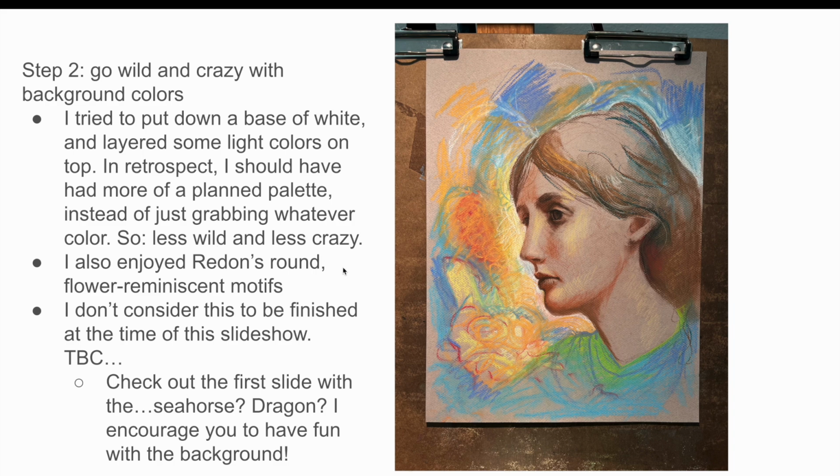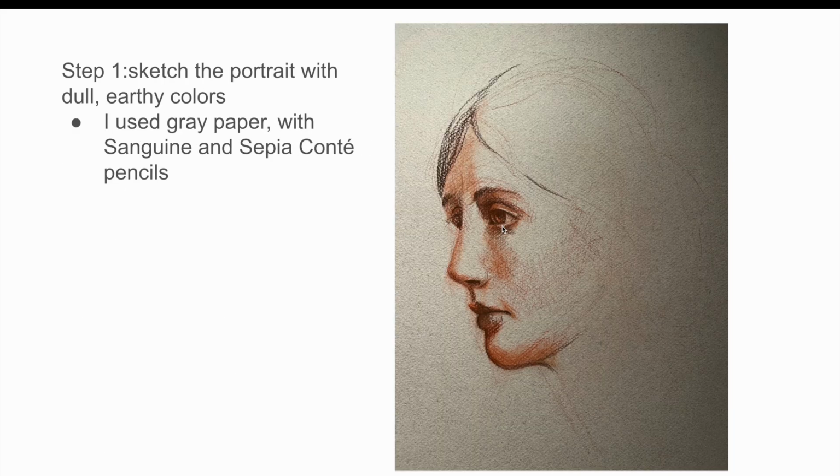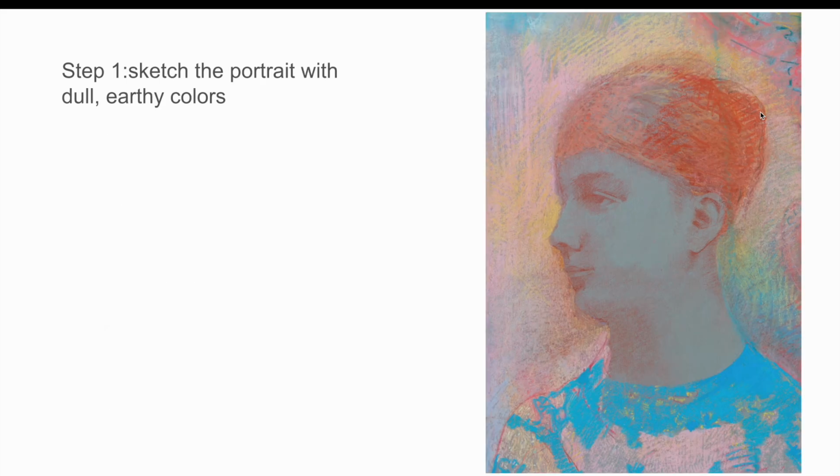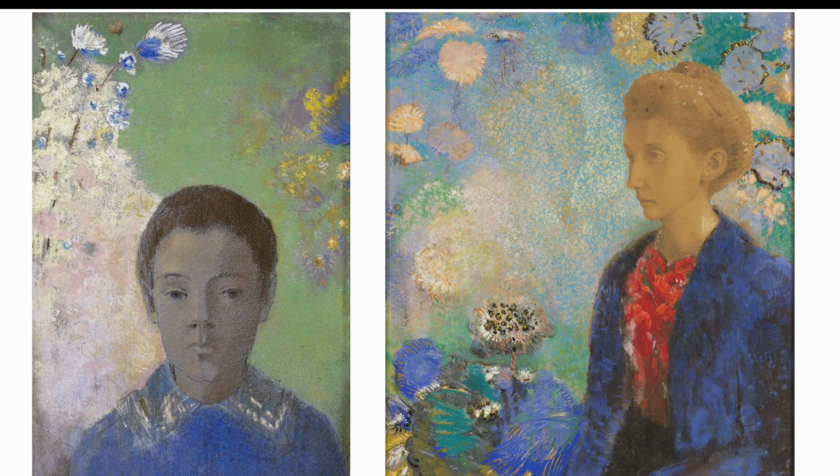All right. I also really enjoyed Redon's round flower reminiscent motifs, so I started kind of putting some in here as well. I'm gonna skip way back again. Here, you can see this one has a crazy, dragon, crocodile, seahorse guy, which is so random and I love him. So really just go wild. But you can see some of these kind of background motifs going in and out of the figure, kind of up here. Here we have a lot of these kind of weird floral motifs in there. We have all of these behind her as well.